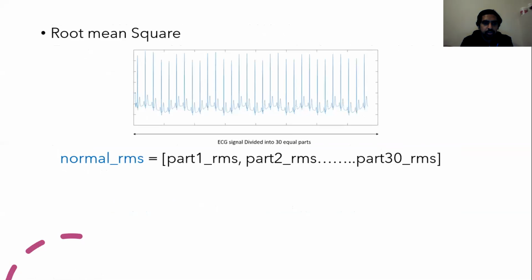Another feature that we considered was root mean square values. In order to get root mean square values, the ECG signals were first divided into 30 equal parts. For each part, we take out the RMS value. These RMS values were then put in an array. The array which is highlighted in blue would then be used in the classification model.